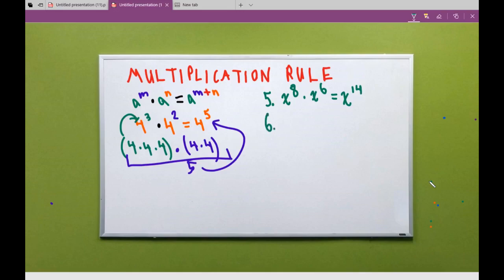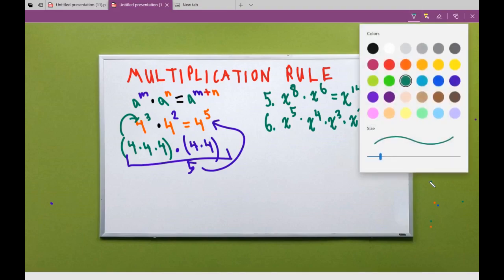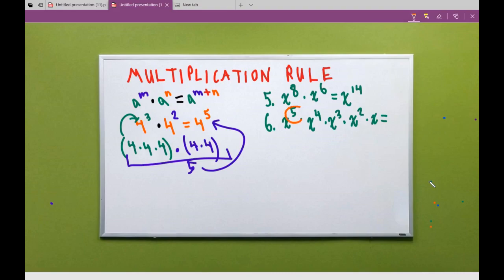Our final problem is x to the 5th power times x to the 4th power times x to the 3rd power times x to the 2nd power times x. So try this one on your own. Okay, so to find our answer, we have to add all of these powers together. And if we do that, we get x to the 15th power.